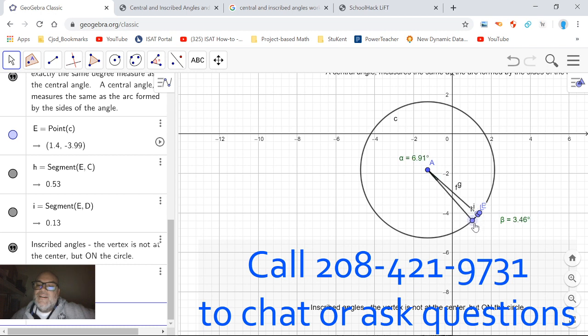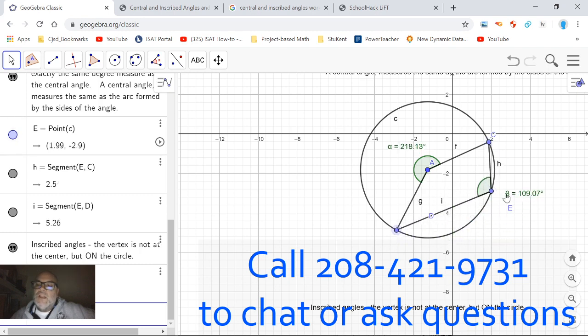But check this out. If I get this really close to 360, well, I think I might have gone the wrong way. Let's get that close to 360 anyway. As this gets closer to 360, the inscribed angle becomes closer to 180. These are just examples here. But the relationship is always half, and that's kind of the point.